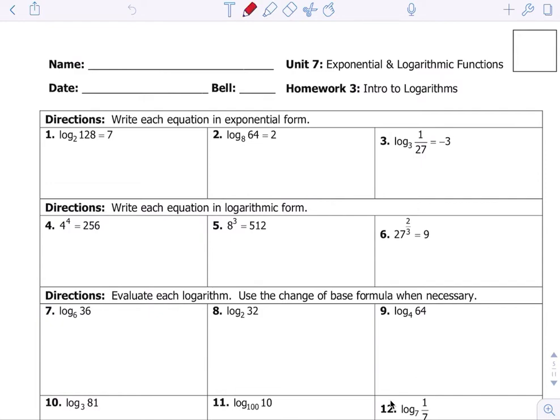So here's your homework on intro to logarithms. First, let's talk about a few things.